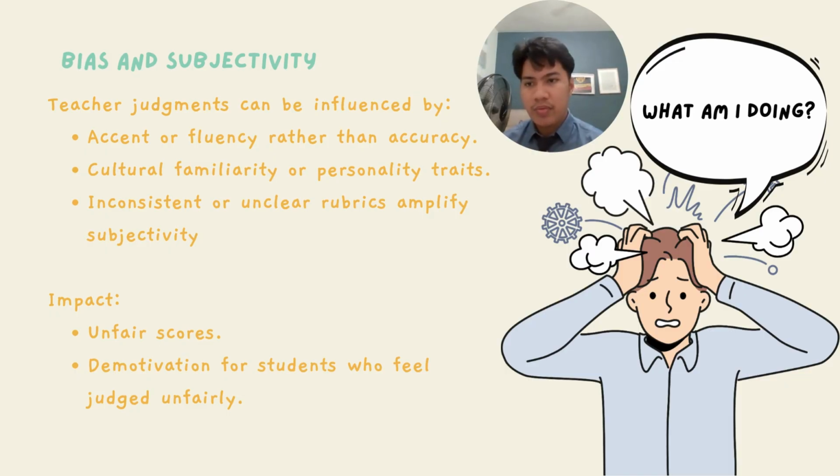Inconsistent or unclear rubric amplifies subjectivity, right? So a rubric might be unclear, and therefore it must go through rigorous trials in order for it to be streamlined. So the impact is unfair scores, right? Students are unfairly scored based on limited understanding, and therefore another unfortunate impact is the motivation of students who feel judged unfairly. Again, like I said, if we do not have a bigger field of knowledge, therefore we cannot judge them based on what we lack.